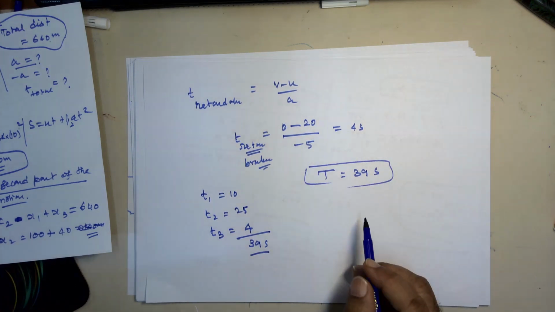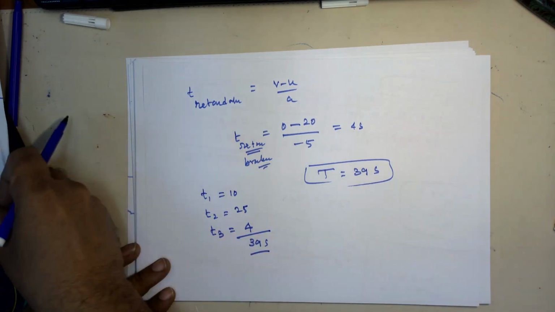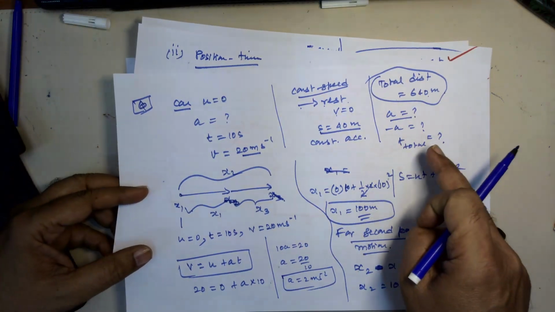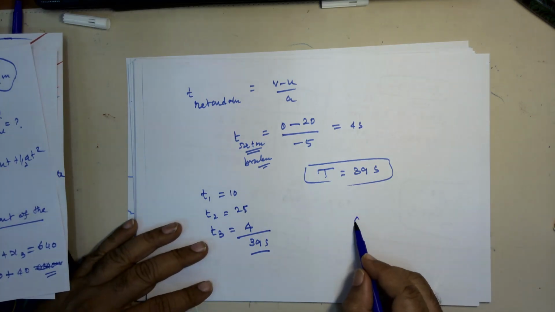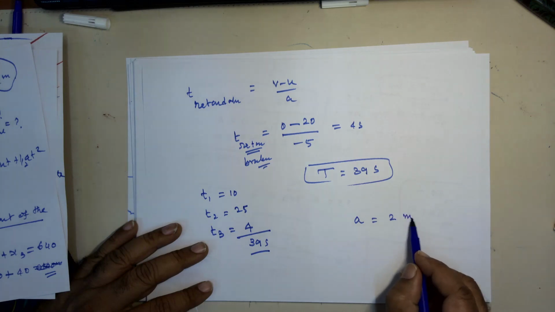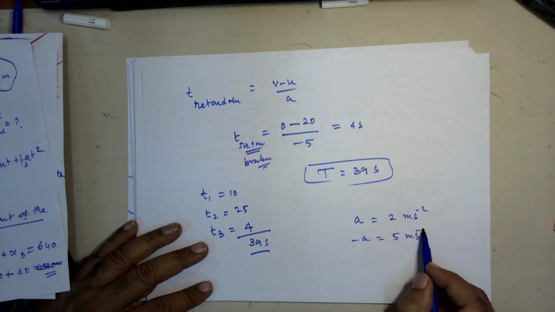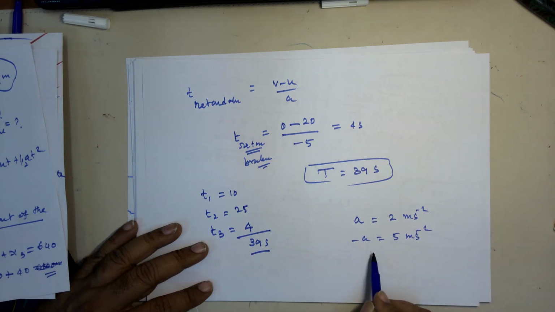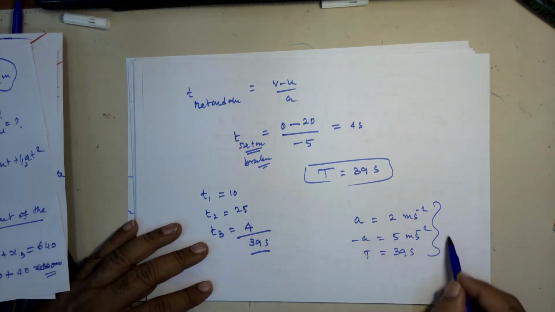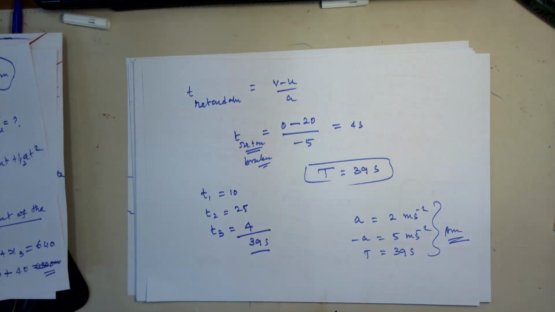Now let us sum up all these answers. What were the answers? Now these were the questions: A, minus A, and total time. So what is acceleration? Acceleration is equal to how much? 2 meter per second square. And what is minus A? That is 5 meter per second square. So you have to present the answer in such a way. So total time T is equal to how much? 39 seconds. So this is the set of answers you have to explain. Right? Got it?